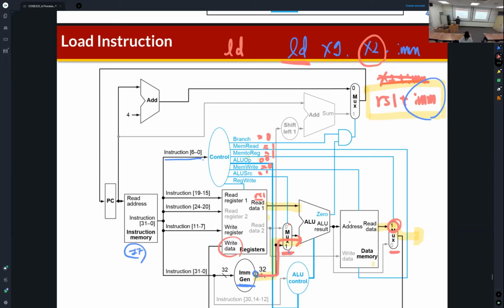If we know the definition of the load instruction, then we can know that the load instruction includes a destination register, and the load instruction writes back the data from data memory to the register file. So which means that the load instruction requires register write, right? So this is 1, because the load instruction needs to store some data to the destination register file, right?